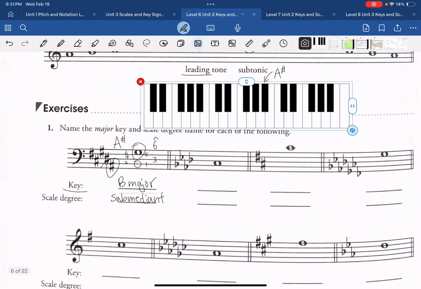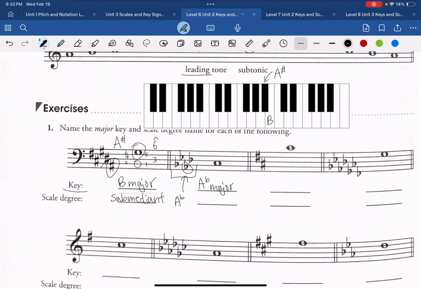Next, to find the key for flats, we look at the second last flat. So second last flat is A flat, so this is going to be A flat major. So scale degree, so A flat is the first note in the scale. So if A flat is the first note, A, B, C, C is the 3rd degree in the scale. And 3rd degree is called the mediant.